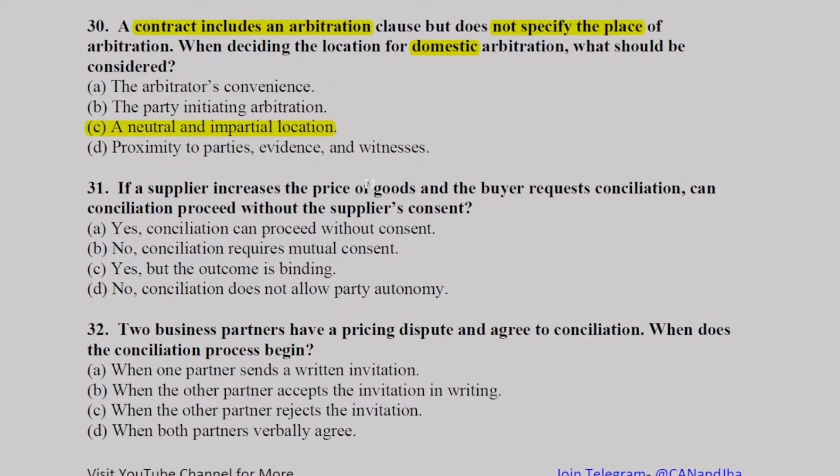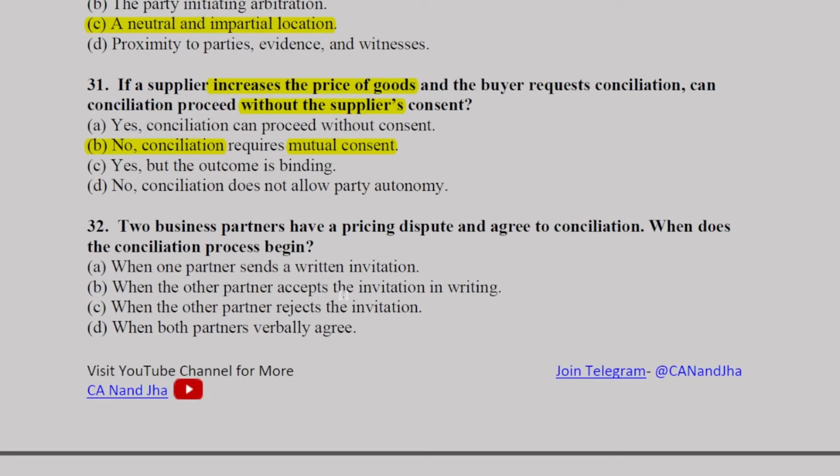If a supplier increases the price of goods and the buyer requests conciliation, can conciliation proceed without the supplier's consent? So no, conciliation requires mutual consent. Yes, conciliation can proceed without consent? No, conciliation requires mutual consent. Yes, but the outcome is binding? No, conciliation does not allow party autonomy. So the answer is B.